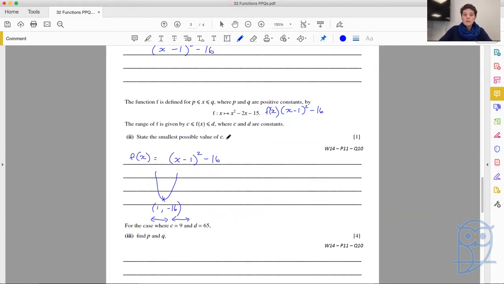So the smallest possible value of C is the smallest possible range value that this graph could have. So the smallest possible range value ever, irrespective of where we cut it, would be minus 16. It would be the vertex of that graph. So our smallest possible C equals minus 16. Okay, so minus 16 would be our smallest possible C.